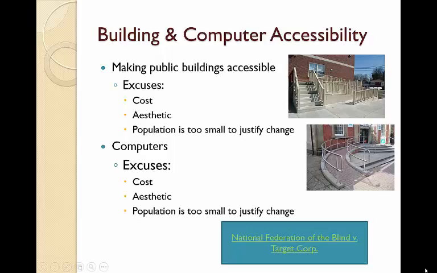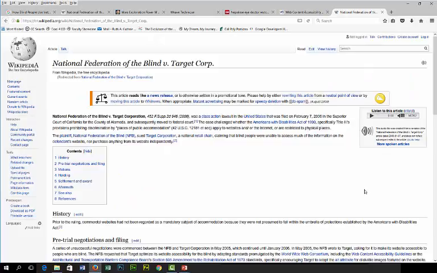The National Federation of the Blind started suing companies for inaccessible web design, and one of the famous cases is that they sued Target Corporation. It's covered nicely in this Wikipedia article, but I'll give you the highlights.